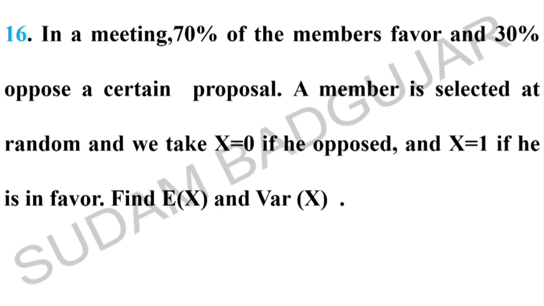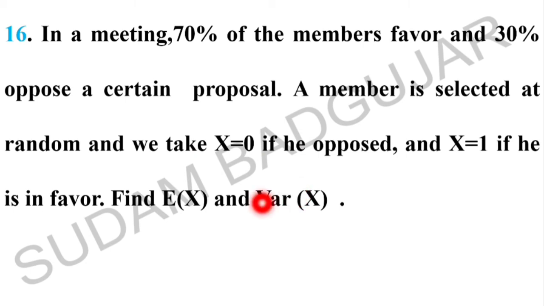Now the last question is question number 16. In a meeting 70% of the members favor and 30% oppose a certain proposal. A member is selected at random and we take x equal to 0 if he opposes and x equal to 1 if he is in favor. Find E of x and variance. It's a very simple question.